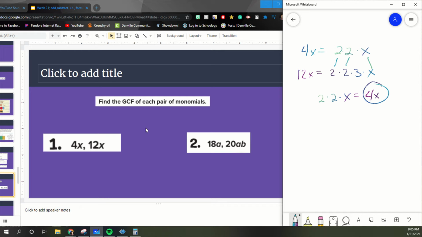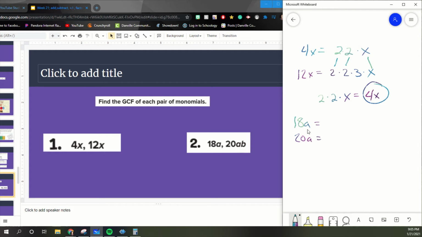Another way to look at this is to look at the number first. You know that 4 divides both 4 and 12, so you pull out a 4. And then you see an x in both of them, so you pull out an x. That's more or less what we're doing here. But with larger numbers, it can be easier to just write out the factors and break them down into their parts.